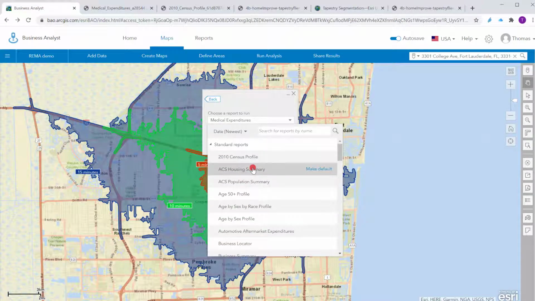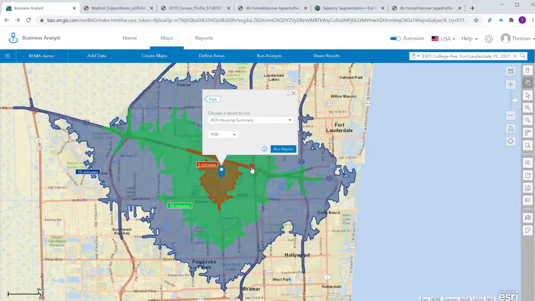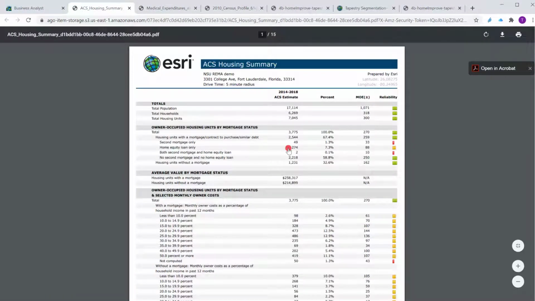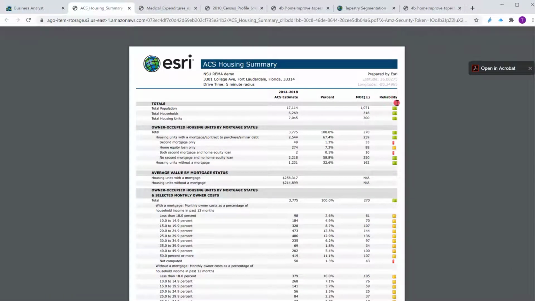Let's do housing, since we talked about housing and residential. ACS is the American Community Survey Housing Summary. Let's have that report open and then we close that section. Here's an indicator on the reliability and how robust this data is. You can see here now there's a not so great, and here these are solid.